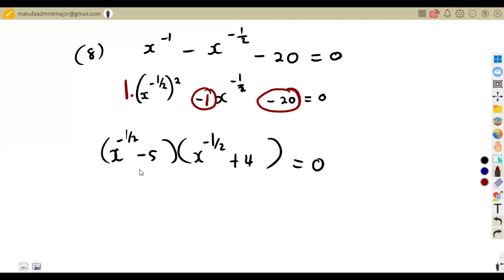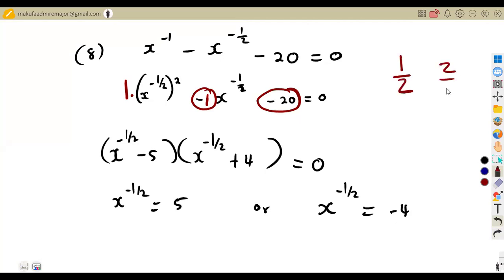Let's save it. So that means this is going to be a positive x to the exponent of -1 over 2 is equal to +5, or x to the exponent of -1 over 2 is going to be -4. All right. Then the reciprocal. The reciprocal part is not going to change. If the reciprocal of 1 over 2 gave us 2 over 1, which was just a 2, what about -1 over 2? It's going to be a -2. So the reciprocal of this is going to be -2 over 1, which is just a -2.